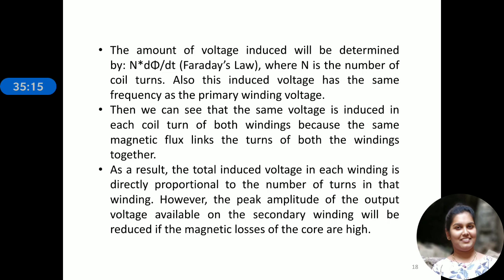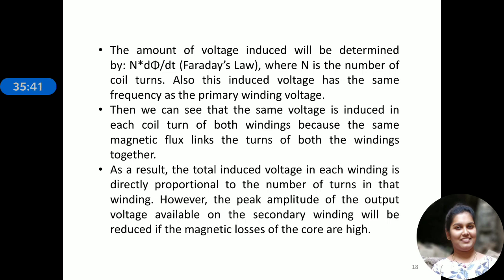So even while defining the transformer, we have defined it as a static device which can transfer energy from one circuit to the other circuit without any change in the frequency, right? So here the frequency should be constant even when the transfer of energy from primary winding to secondary winding is being done.